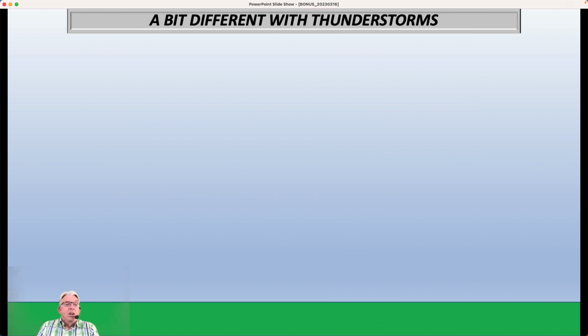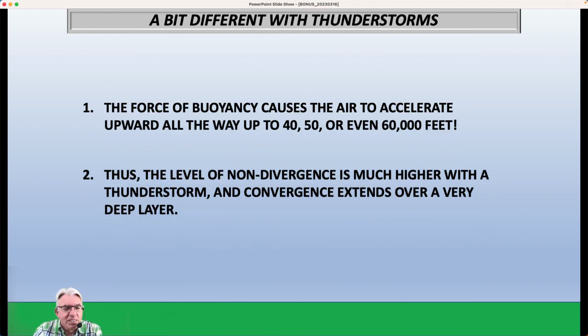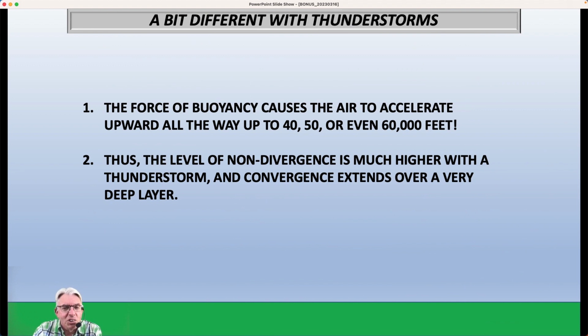Okay. Did any of that make sense? Well, actually, I forgot to put it up here verbally for you, or in text. So, again, the level of non-divergence is much higher with a thunderstorm, and so convergence extends over a very deep layer. Maybe I should have just put that up and shut up.